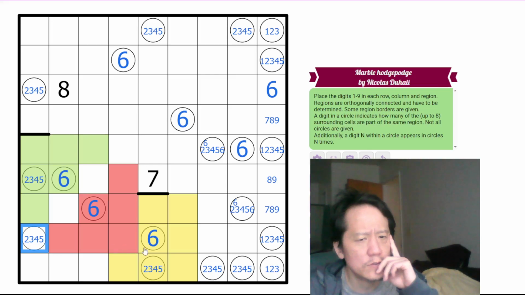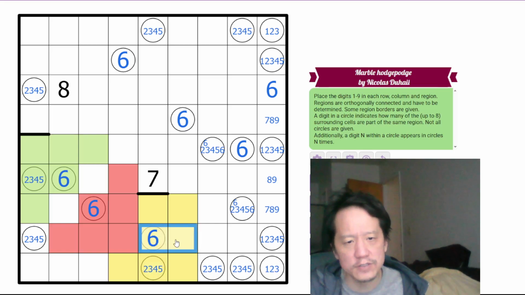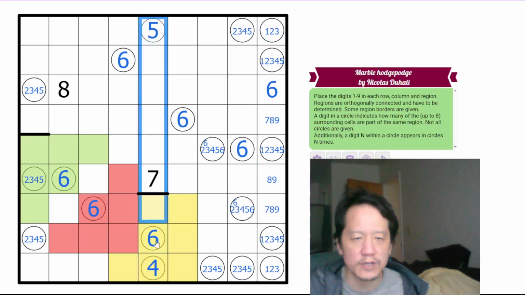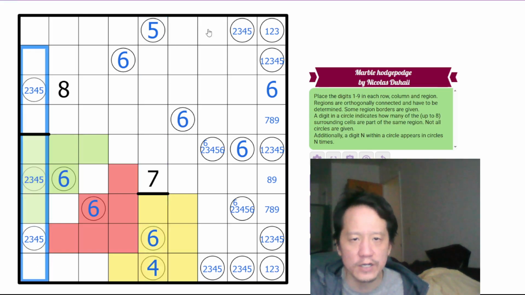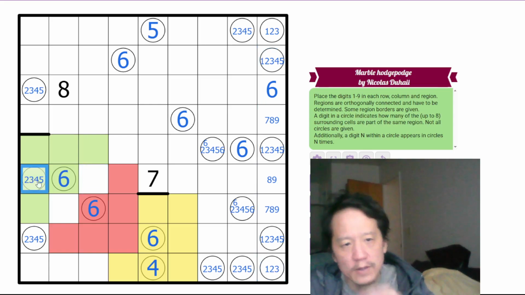So where would the 5s be? This would have to be 4 because it sees 4 surrounding cells in the same region. Therefore, this would have to be 5 because there's no other place for it in that column, right? And we know if this is 6 and this is 6, we have all the 5s accounted for. 5 has to be in column 5, column 1, column 7, column 8, and column 9 in the circles.